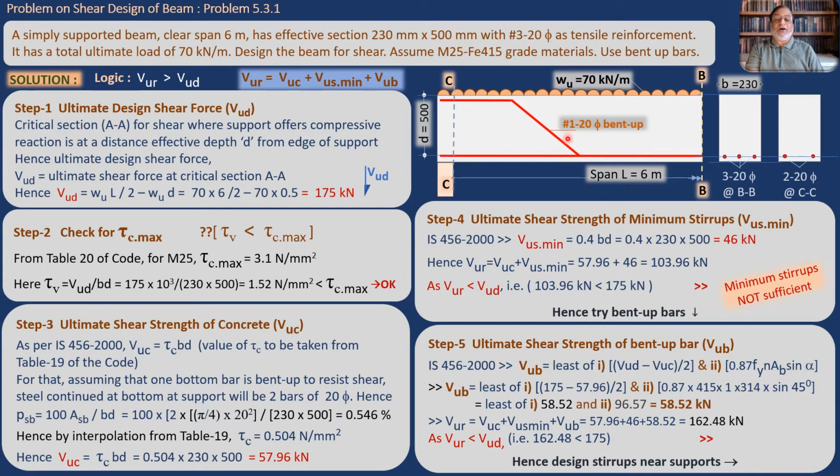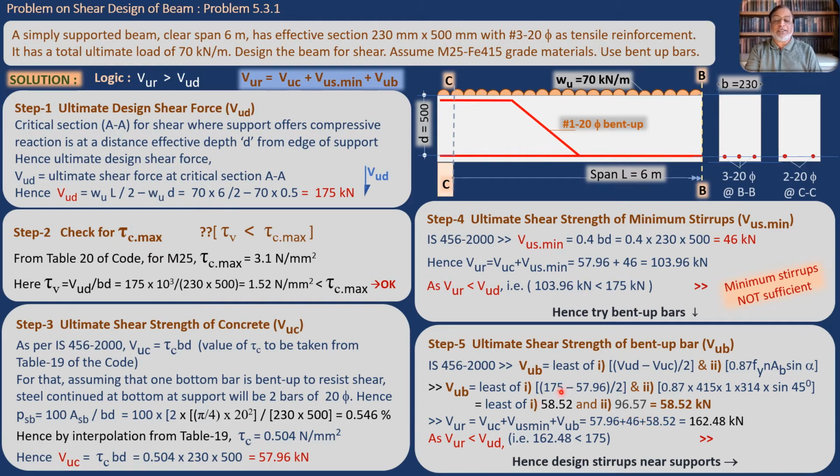Alpha is the angle of inclination of this bar at which we are bending it. So this is 45 degrees, and we put this as 45 degrees. So this is how we substitute the values in this formula. Once we substitute and calculate, we find that VUB is the least of, first value happens to be 58.52. You calculate the second value, you get 96.57.